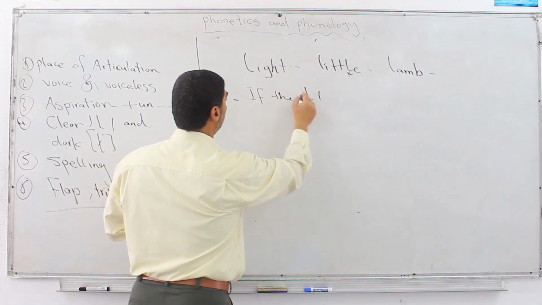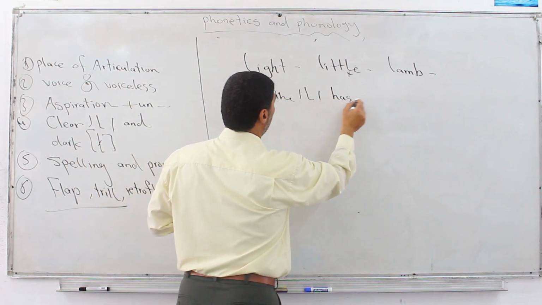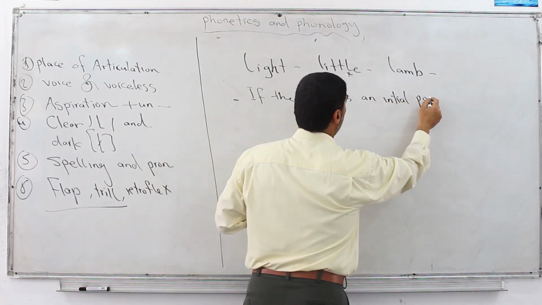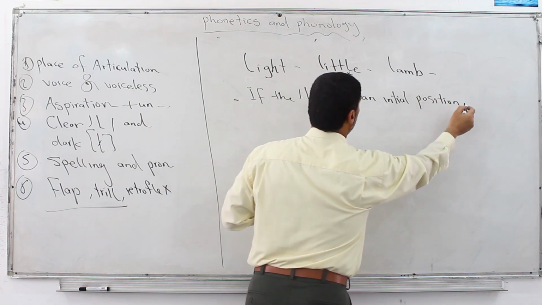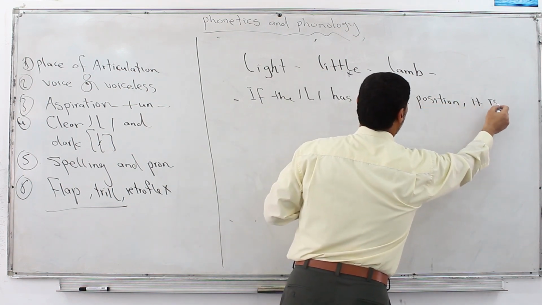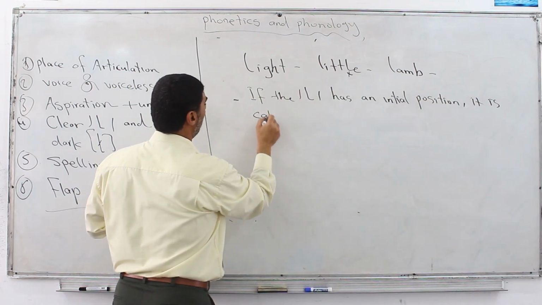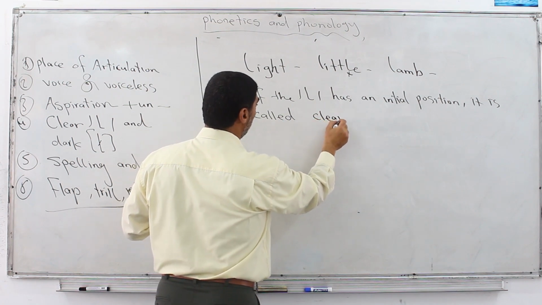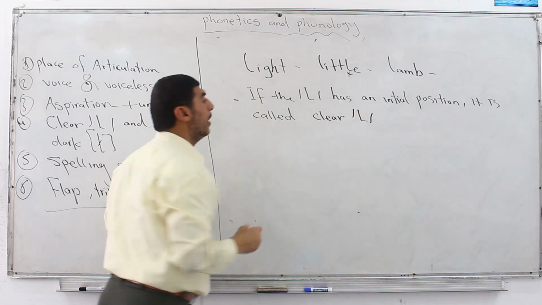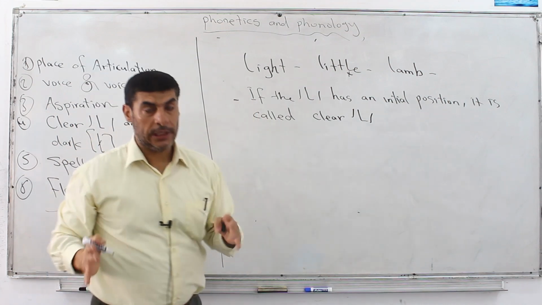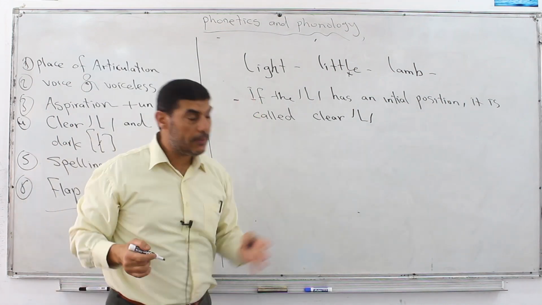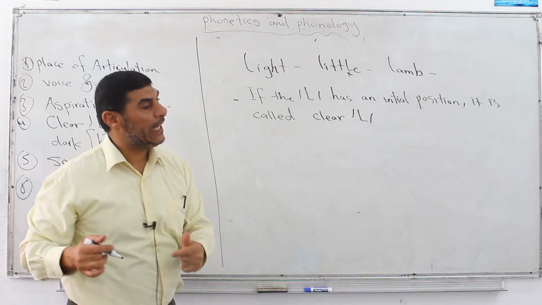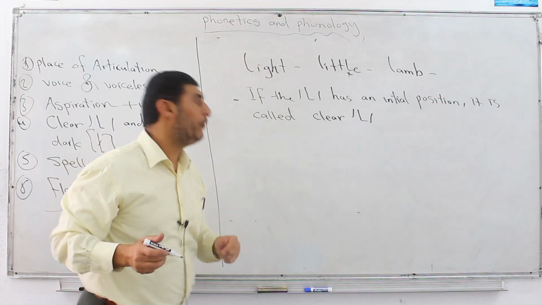If the la has an initial position, I mean, if it comes in initial position, it is called a strong or a clear la, right? I mean, if it comes initially in a word or in a syllable, then it is a clear or a strong la. We mean by a clear or a strong la that it is alveolar.